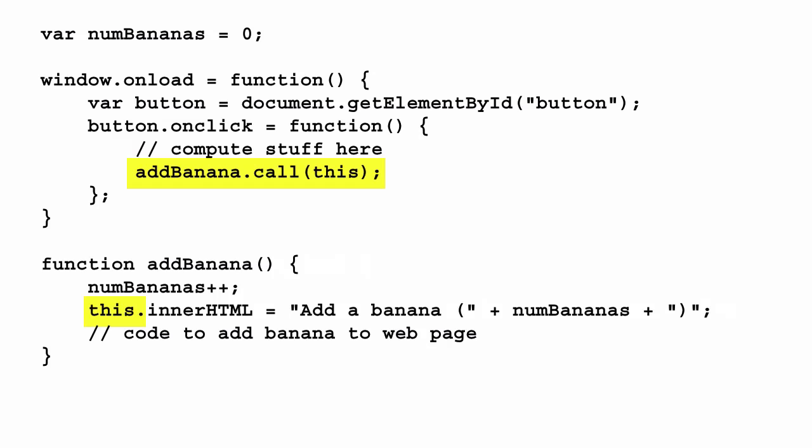Notice that addBanana doesn't have a parameter. What we're doing here is setting the value of this behind the scenes. That way, whenever we use this in addBanana, the value of this is the button object. So you can use the call method as an alternative to passing this into a parameter of addBanana. This is just a brief look at the call method, so for more, check out Chapter 13 of Head First JavaScript Programming.